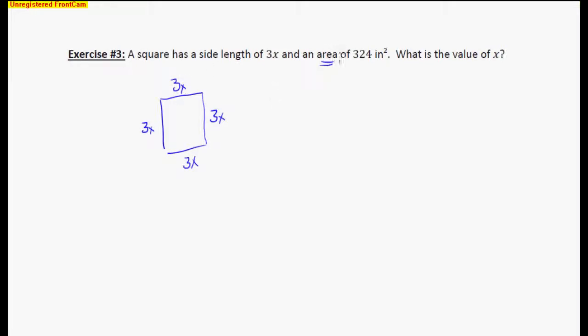And it has an area. That gives me an idea of what formula I'm going to use. It has an area of 324 inches squared. So let's start with our area of a square formula. All right. And let's plug in everything that they give us. They give you the area is 324. And they give us the side is 3x. Now watch the way I'm going to write this. This is the side is 3x. So I want to square that whole side, 3x.